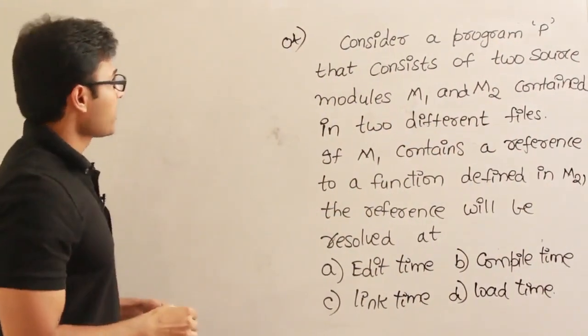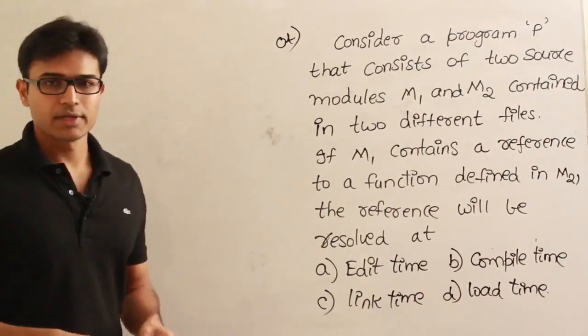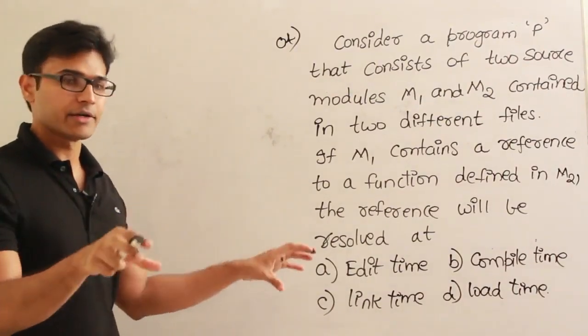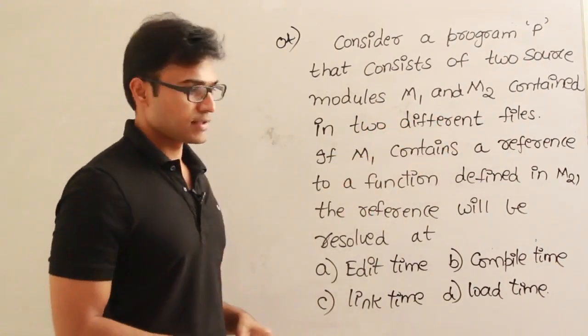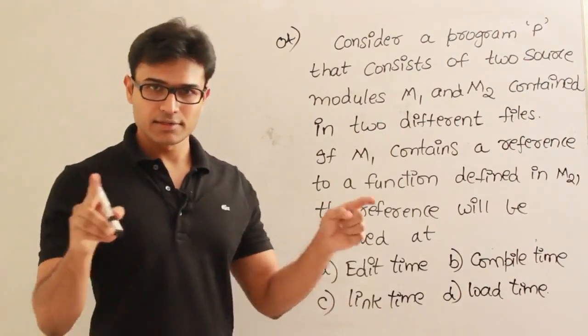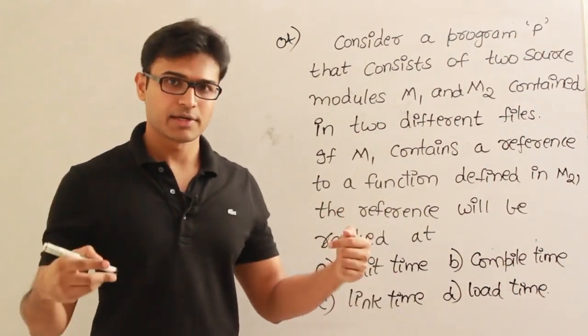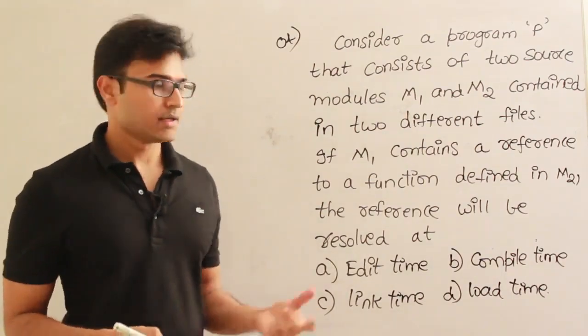Now consider a program P that contains two source modules. So what is a module? That is nothing but two programs separately written. Now two modules M1 and M2 are contained in two different files. Generally, if a program is too big, we write it in various files and then compile them separately and then link them, load them and run it. That is the procedure. That is what they are saying.